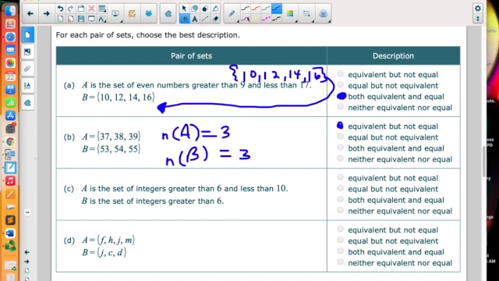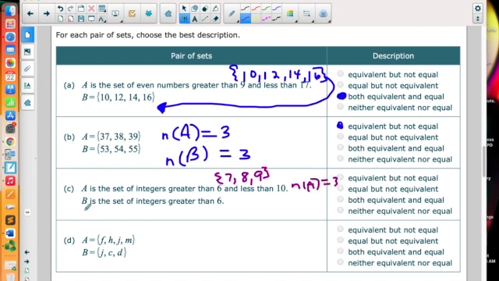All right, let's look at this next one here. A is a set of integers greater than 6 and less than 10. So that would be 7, 8, and 9. So the cardinality of this set is 3. The number of elements in set A is 3.